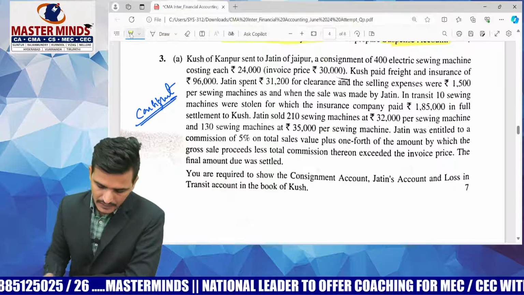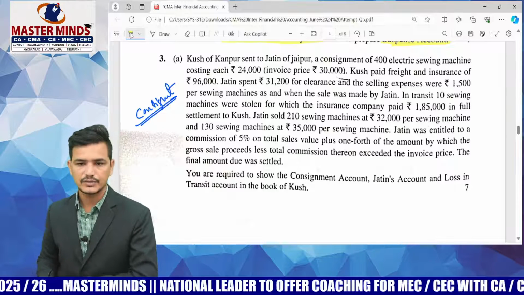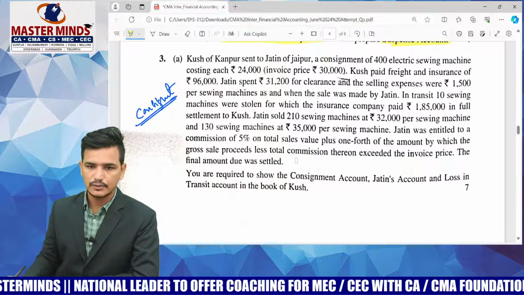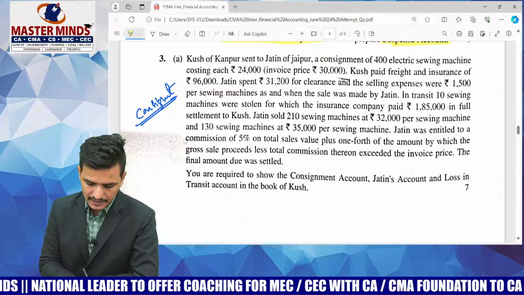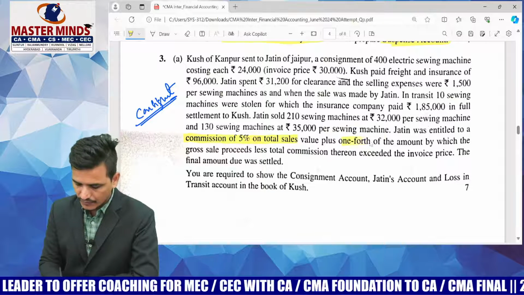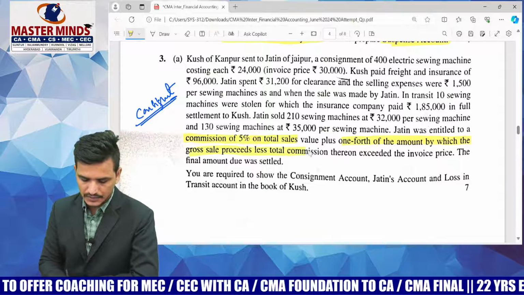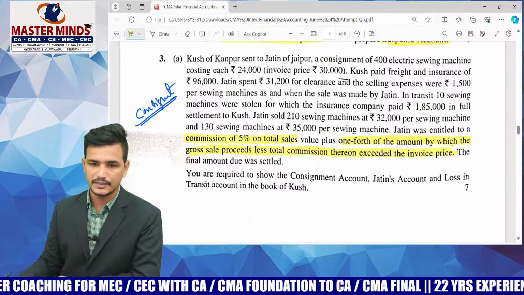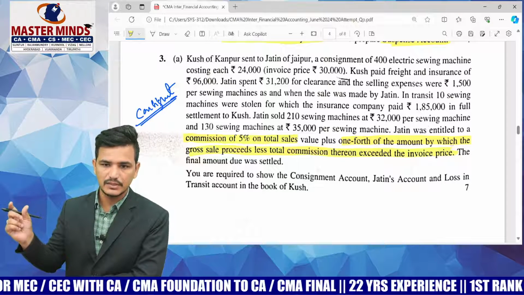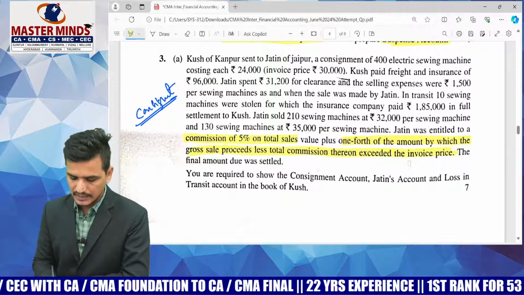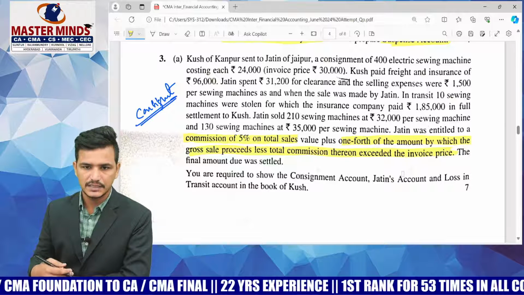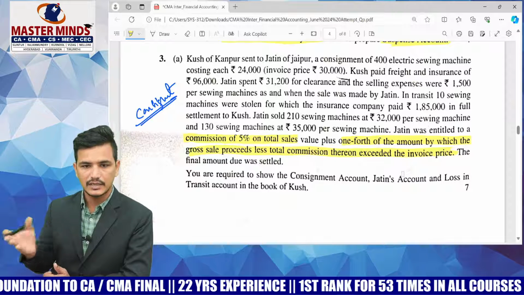In this question, the twist is related to the calculation of commission. But this kind of commission calculation problem is there in our CRD2 problem also. The consignee is entitled to a commission of 5% on the total sales plus 1/4 of the amount by which the gross sale proceeds less total commission thereon exceeded the invoice price. In our problem, it was the gross sale proceeds less total commission exceeding some value, but here they are saying the invoice price. The majority of the adjustments in this problem are covered in our material.